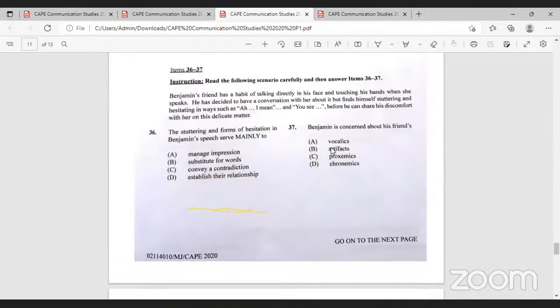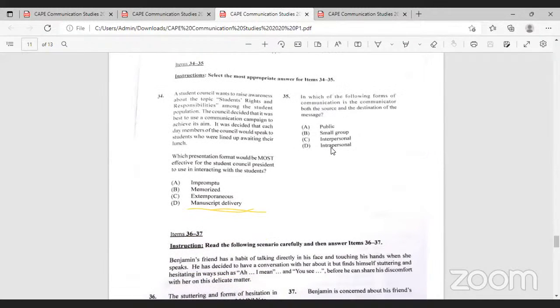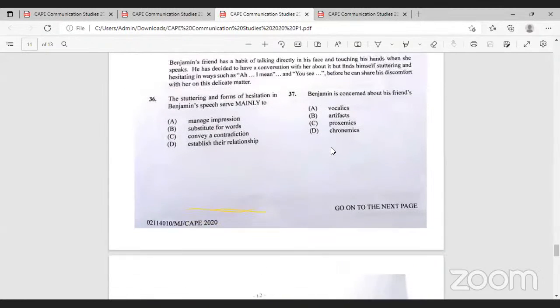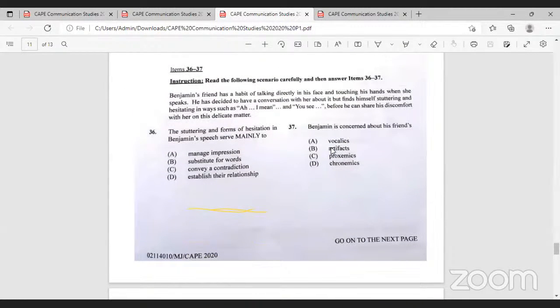So 36 and 37. So just to go back over that, 34 is C, 35 is D. 36, Benjamin's friend has a habit of talking directly in his face and touching his hands when she speaks. He has decided to have a conversation with her about it, but finds himself stuttering and hesitating in ways such as, I mean, and you see, before he can share his discomfort with her on this delicate matter.